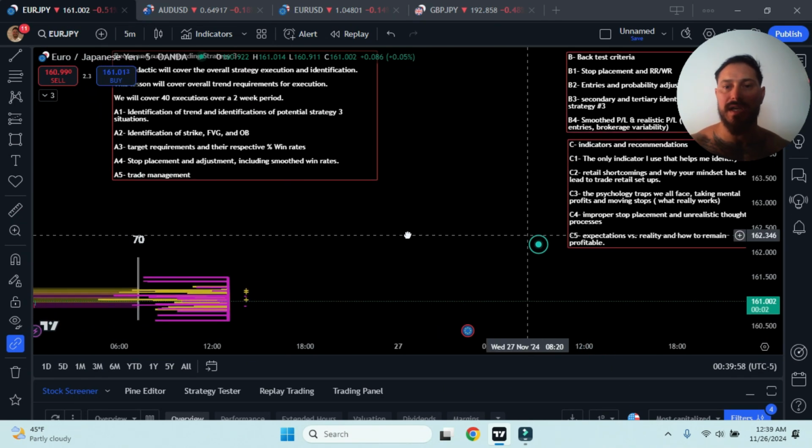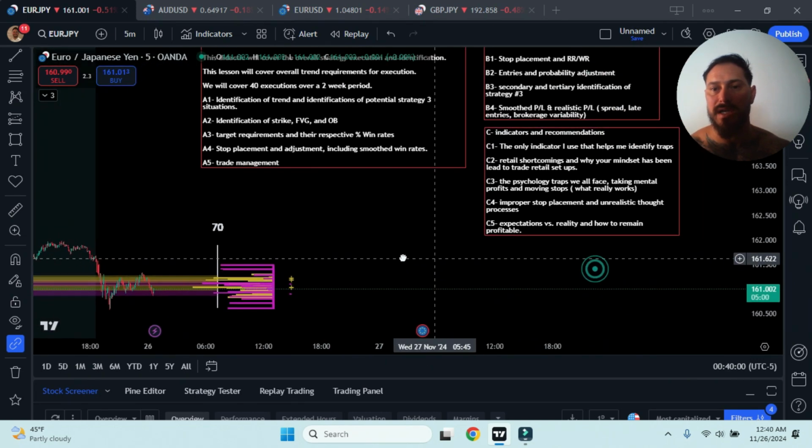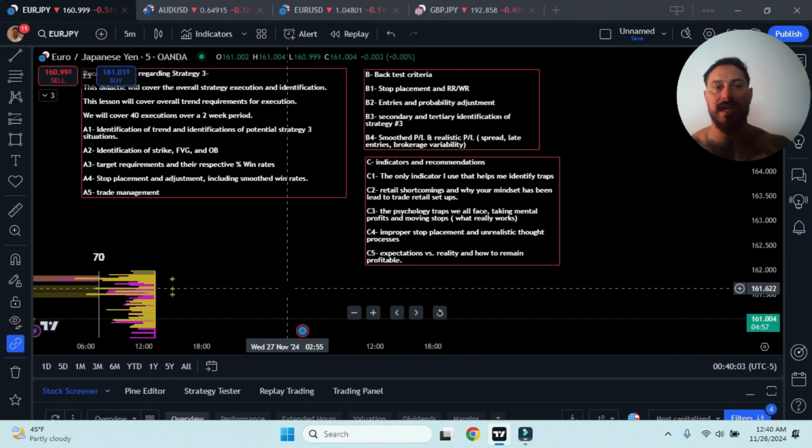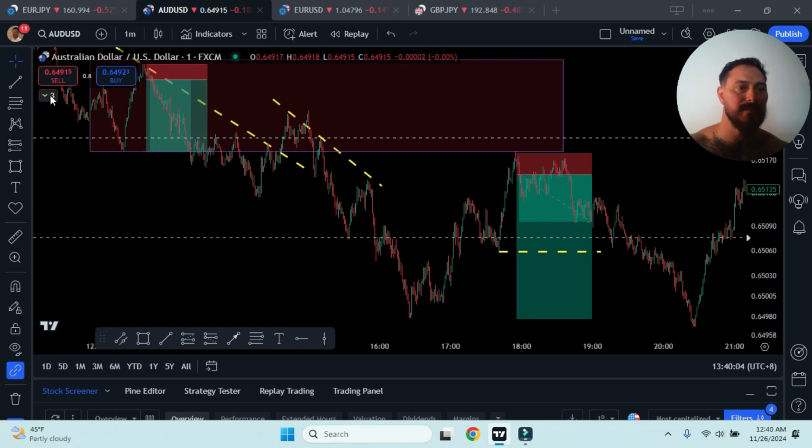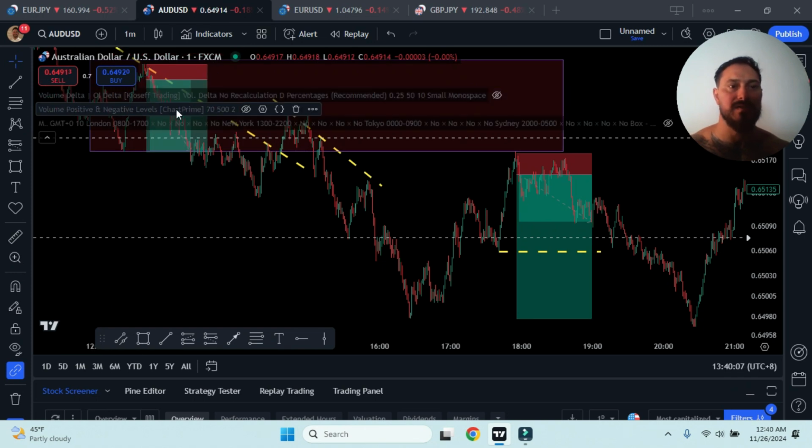Indicators and recommendations. Again, I do recommend using footprint and getting adjusted to level 2 reading, but the indicator I use is, and I'll show you again, the volume positive and negative levels by Chart Prime.